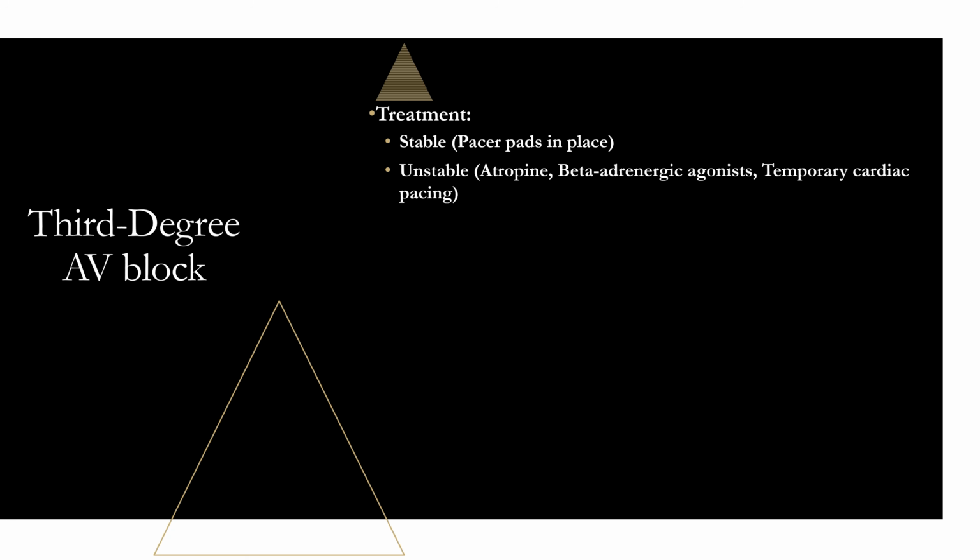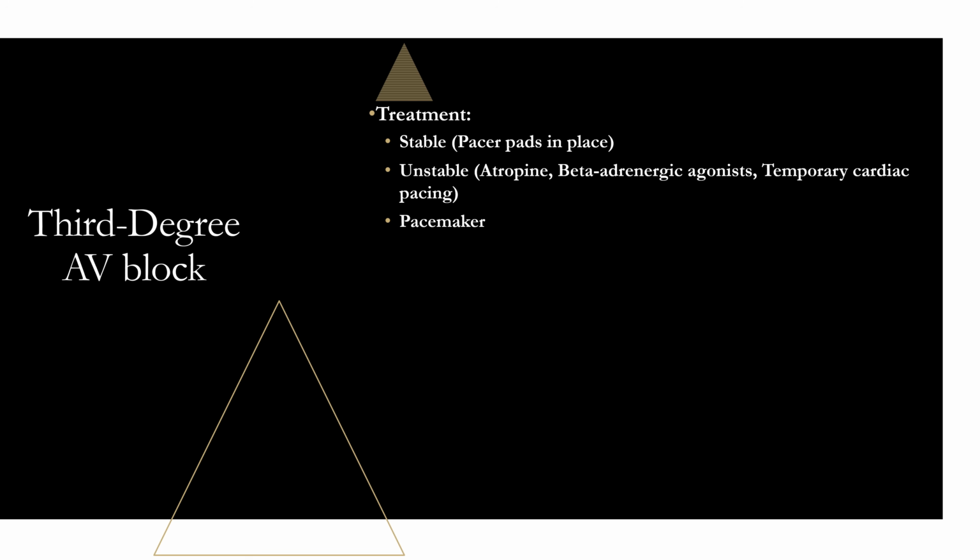Once you stabilize them, it's back to the hunt again. You're looking for any underlying cause that can be treated to reverse the block, because ultimately any patient that has a third degree block where you cannot identify a reversible etiology, they're going to get a pacemaker. Most patients with a third degree block are going to get a pacemaker unless you can find some underlying treatable etiology. So that's your treatment for a third-degree block.